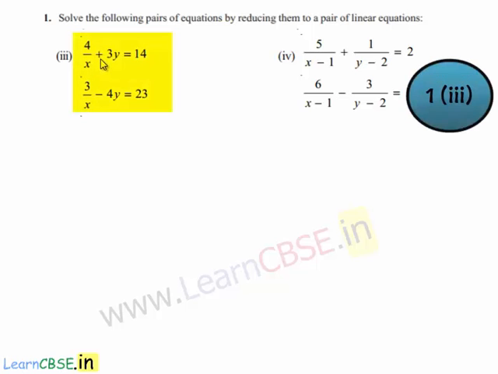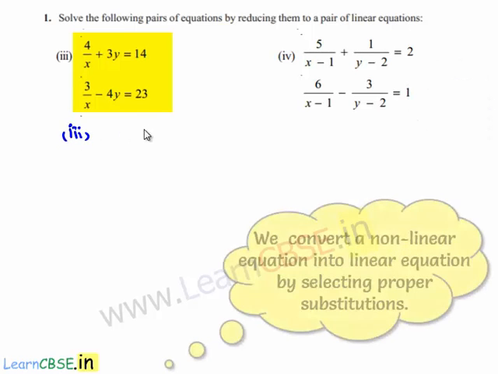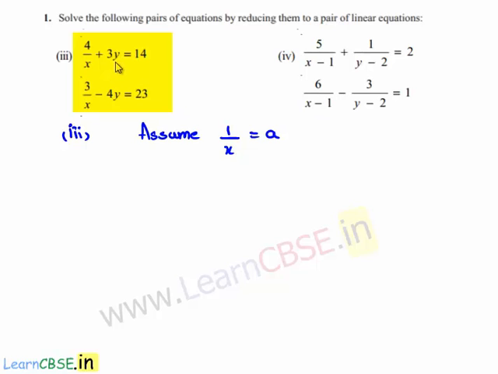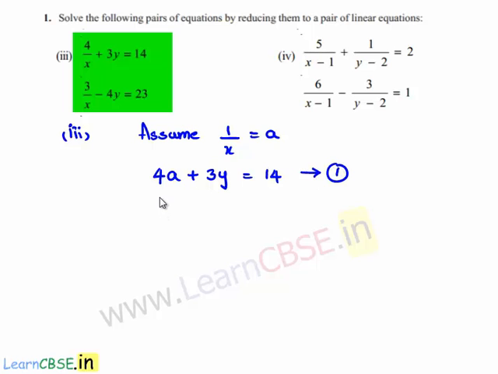Coming to the third bit, the given equations are 4 by x plus 3y is equal to 14 and 3 by x minus 4y is equal to 23. So let us see the solution. Now assume 1 by x is equal to a. We need not assume anything for y because it is not in any type of fraction. So only assume 1 by x is a. So the first equation changes as 4a plus 3y is equal to 14. This is equation number 1. And the second equation becomes 3a minus 4y is equal to 23. This is equation number 2.